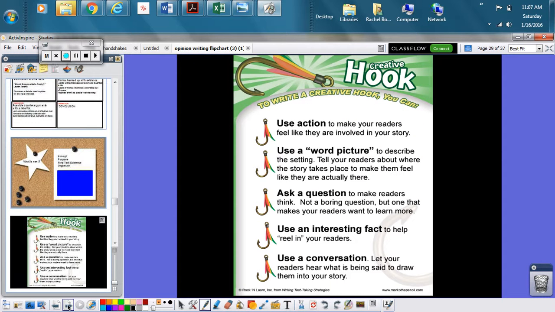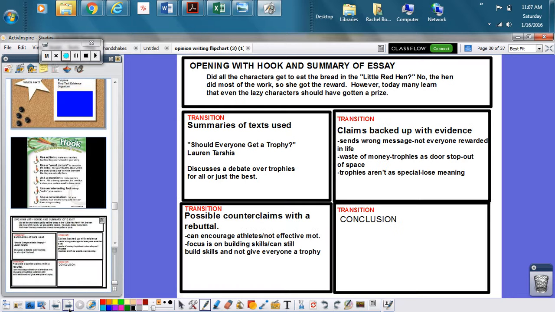We stopped and mentioned again how important the hook is, and you can look here for possible hooks. So one hook I decided to put on here was in thinking of what does this make me think of? And it made me think of the story of the little red hen. And in the little red hen, she does all of the work, but then every other animal in the barnyard expects also to get a reward, or they expect to get a trophy. So I started this off: did all the characters get to eat bread in the little red hen? No. The hen did most of the work, so she got the reward.